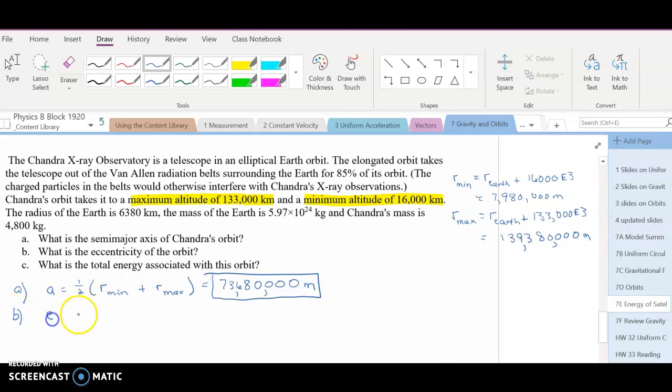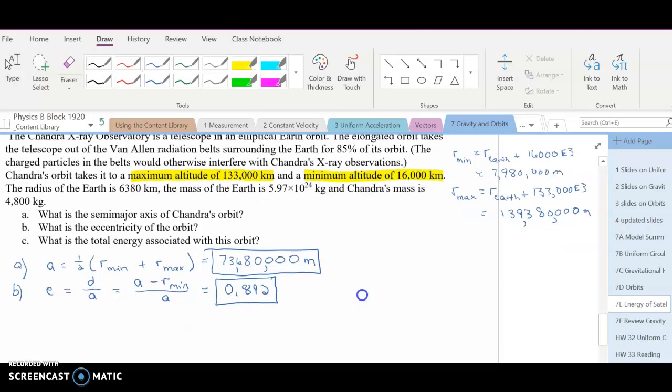The eccentricity is D divided by A, and D is A minus R min. And so the eccentricity of this orbit is going to be the number we just found, minus R min, divided by the semi-major axis again. And so that's 0.892.